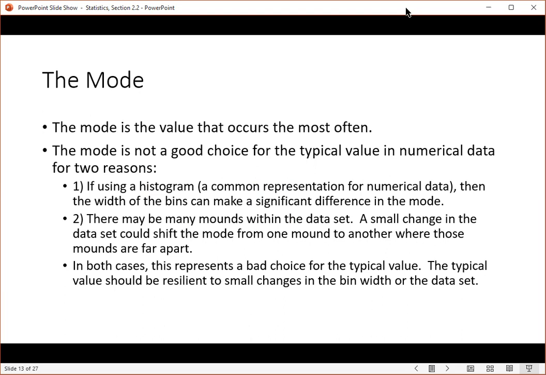There may also be many mounds within the data set, and then a small change in the data set could shift the mode from one mound to another, and that could cause the mode to jump around because of that. And so in both cases, these are bad choices for the typical value. The reason is that the typical value should be somewhat resilient to small changes in the data set or to changes in the bin width.